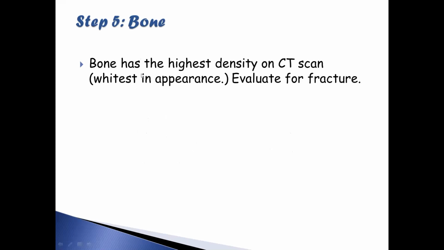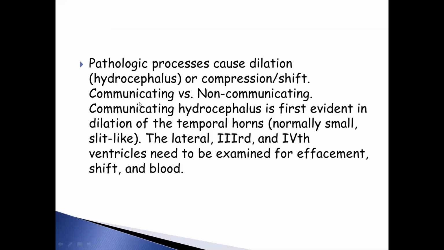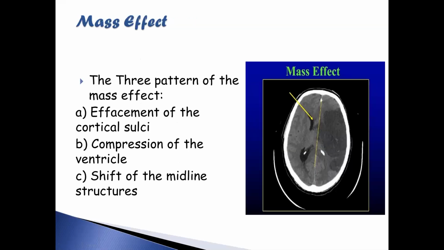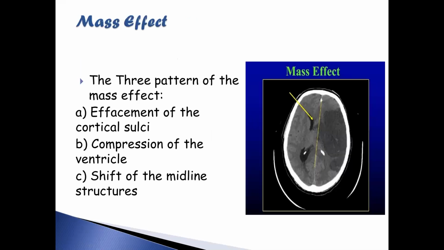Step five, bone. Bone has the highest density on CT scan. It's the whitest in appearance, so you need to evaluate for fractures. So this is bone. Okay. So I need to evaluate this for fractures. So that's all on the steps on how to evaluate a CT scan.